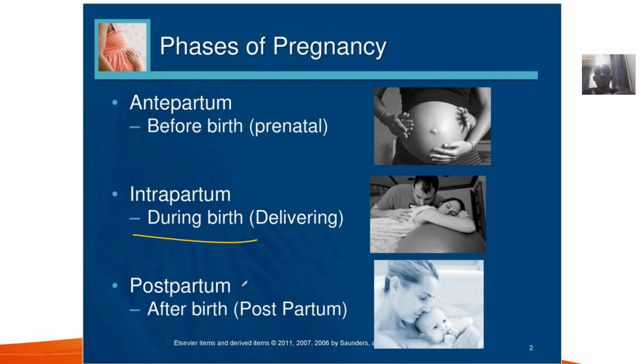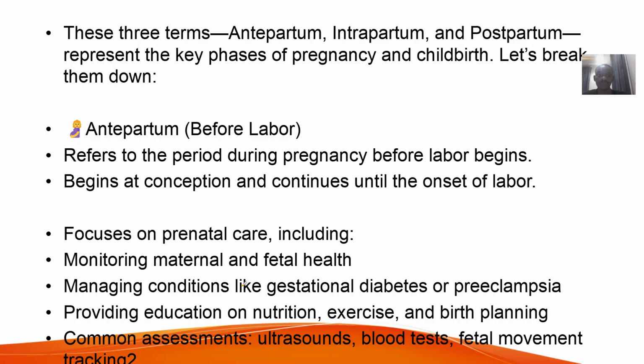Right? So this will actually help medical professionals know the various complications that could occur before birth, during birth, after birth. You understand? So these are just terminologies used to describe the phases of pregnancy. These three terminologies represent the key phases of pregnancy and childbirth. So I've described them, but let's still explain it. This is mostly important to students or women who want to know more.